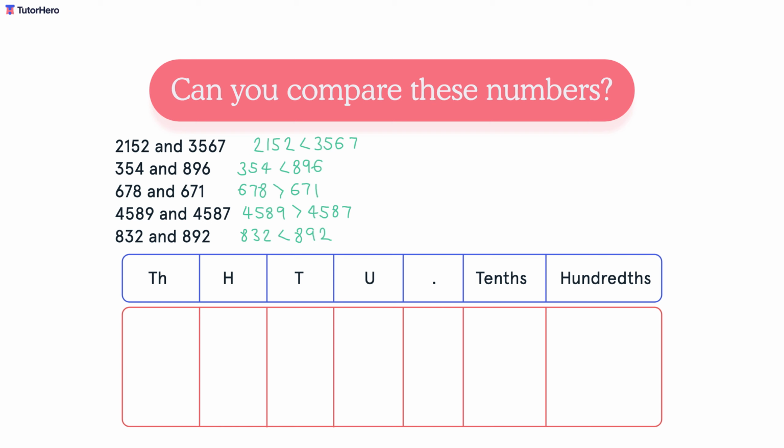2,152 is less than 3,567. 354 is less than 896. 678 is greater than 671. 4,589 is greater than 4,587. And 832 is less than 892. Really well done if you managed to get all of those answers correct.